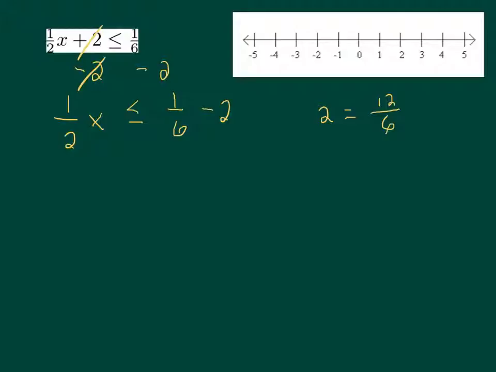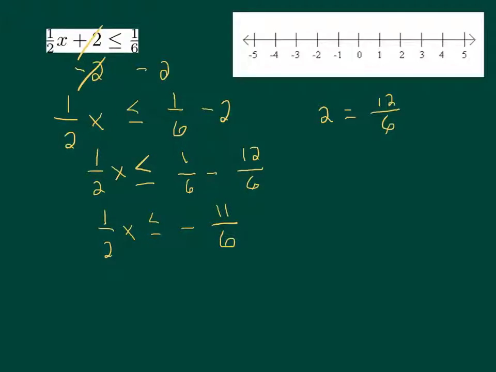So now I have a 6 in the denominator, which means that I can subtract 1 over 6 minus 12 over 6, because I have a common denominator. So now I have 1/2 of x is less than or equal to 1/6 minus 12 over 6. And so I'm left with 1/2 x is less than or equal to negative 11 over 6.